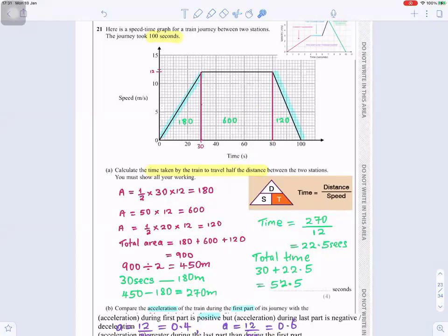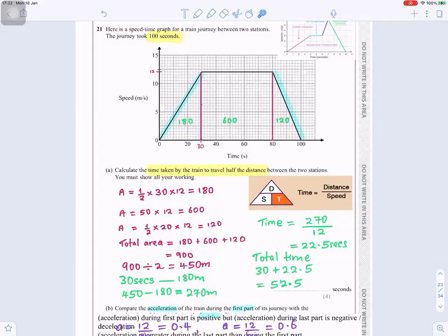So the total area is 180 plus 600 plus 120 gives us 900. And we want half of that. 900 divided by 2 is 450. So we know 30 seconds is 180 meters.